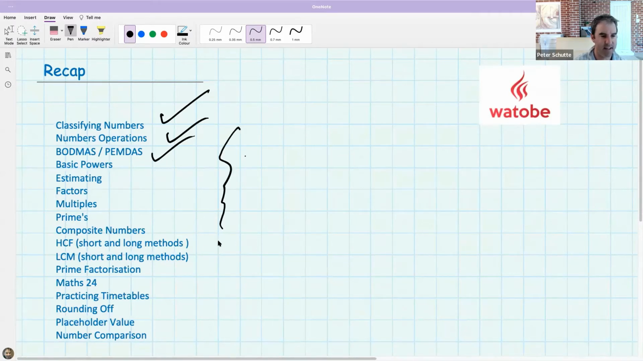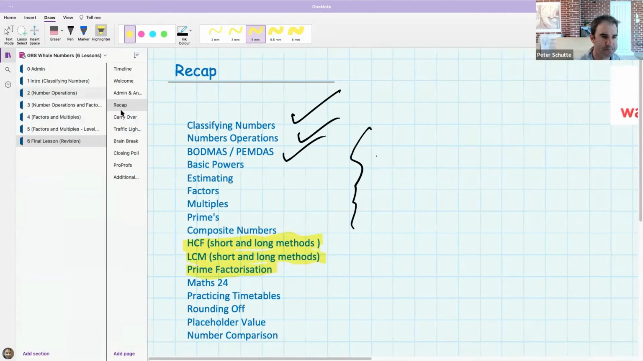And recently, we've been focusing on what's called the highest common factor, the lowest common multiple, which is going to be more of today, and prime factorization. So these are the things that we're going to focus on today again. And these are some of the things we've covered in this unit on whole numbers. So that just gives you a feel for what we've been up to.